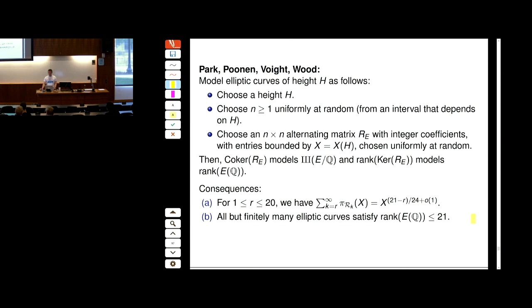But as I said, the jury is still out on which of these models is correct. So this is it. It's a very exciting time to be looking at ranks of elliptic curves. And I think since I'm out of time, I'll stop there. Thank you.